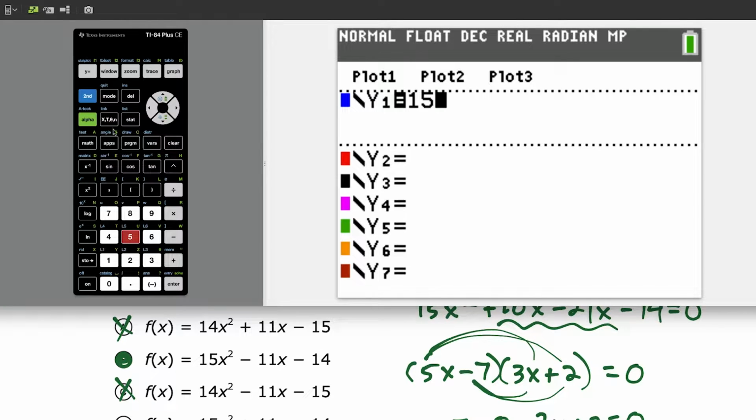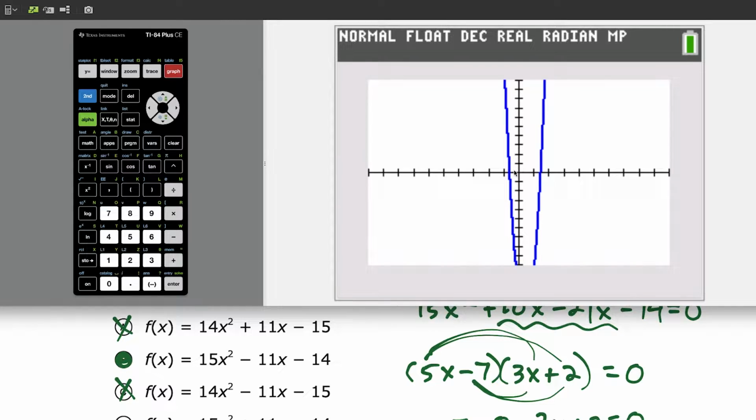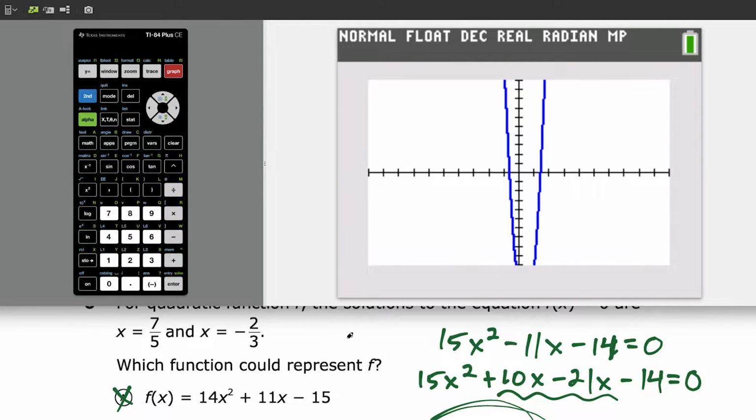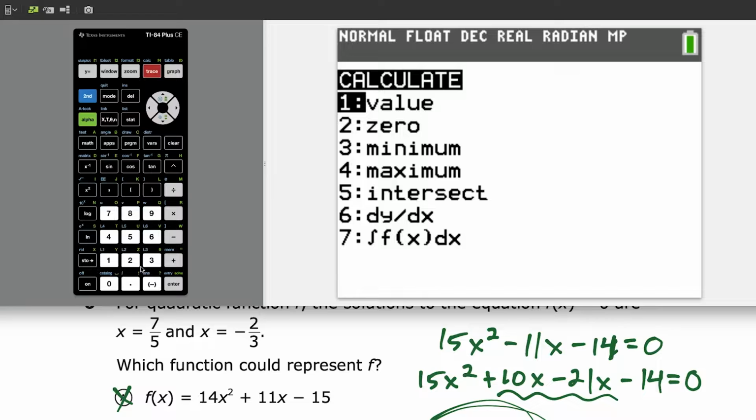And if I have 15x squared minus 11x and then minus 14, notice that by the time I graph choice B, so I press graph here, I have two roots. And my roots occur at negative 2/3 and 7/5. If I wanted to be 100% sure, I could press second trace 0.